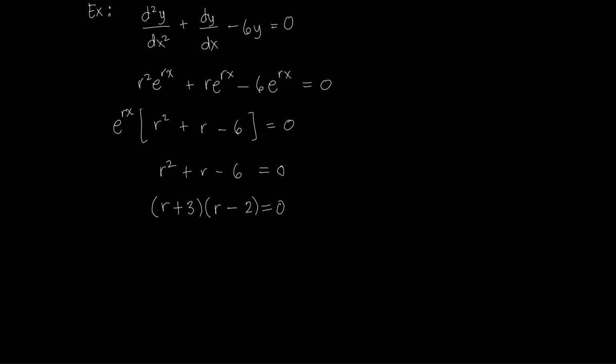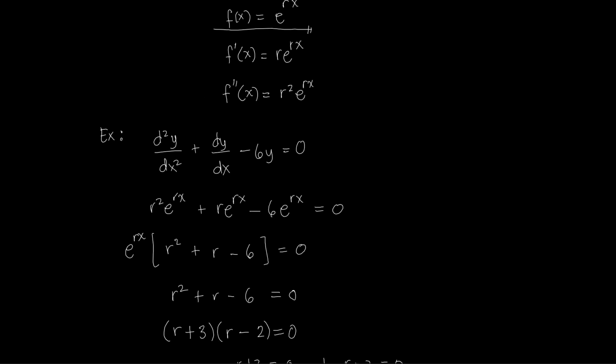Okay? So then, equate each factor to 0: r plus 3 is equal to 0 or r minus 2 is equal to 0. So we get r is equal to negative 3 and r is equal to 2. Therefore, we have two solutions. We got two values of r, right?